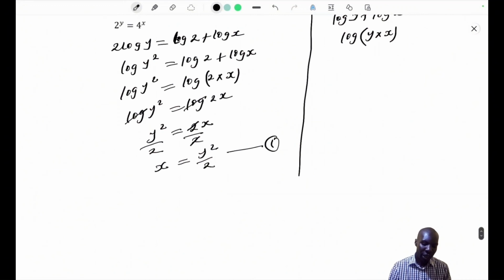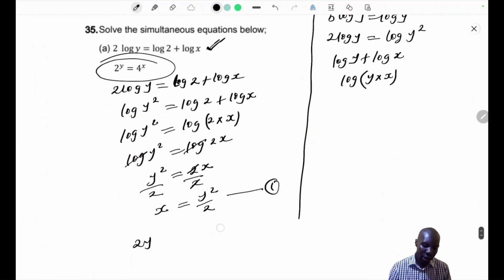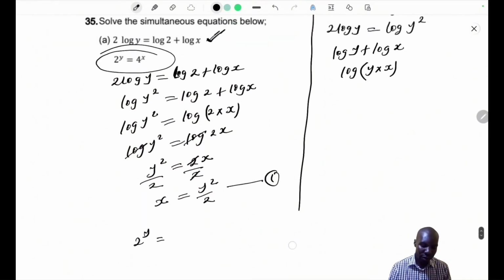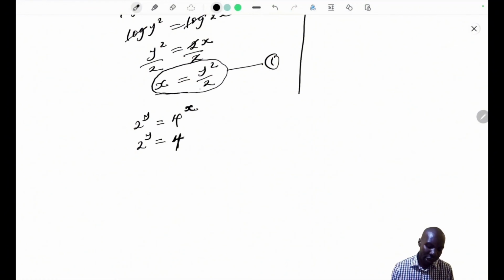Once you've gotten equation 1, equation 2, according to the second equation, we are given 2 to power y is equal to 4 to power x. 2 to power y is equal to 4 to power x. So what we can do here, we are given 2 to power y is equal to 4 to power x. Remember x in our first equation, we were getting x is equal to y squared over 2. That is the value of x. X was y squared over 2.